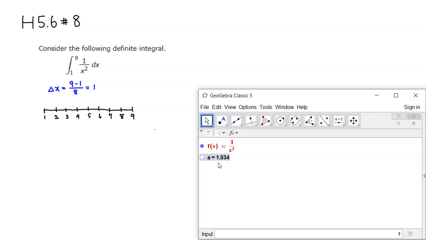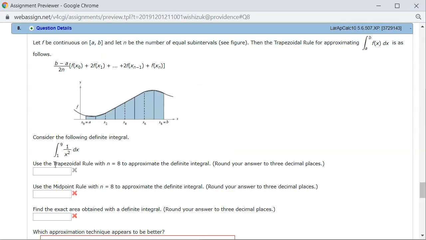So we get 1.034. All right, so let's type it in. So we have 1.034. Let's check the answer. I came back and looks like we got T8 correctly.